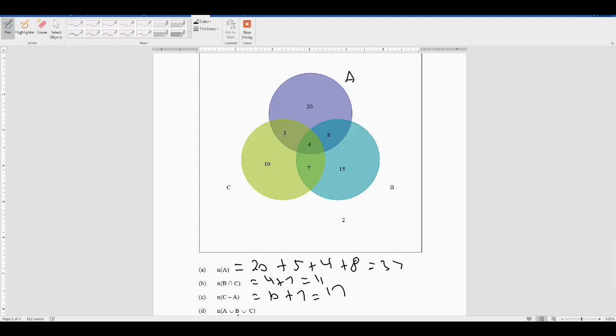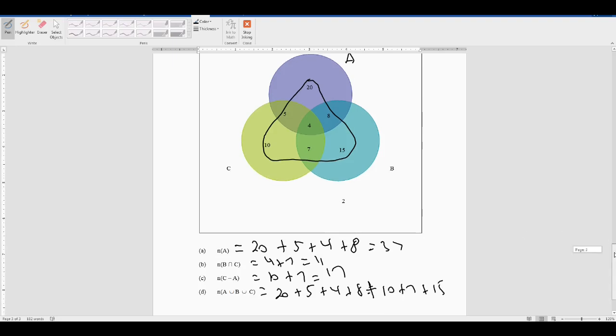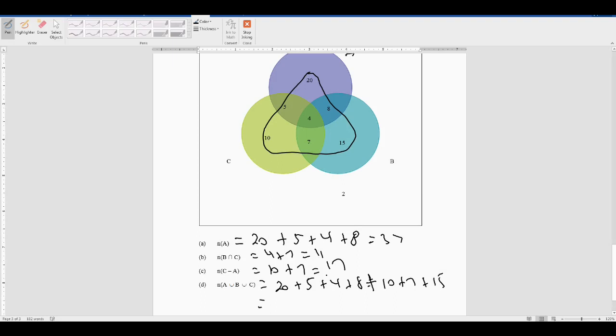And then A or B or C. Well, what that looks like to me is it's going to be everything except for that number 2. So we're going to add up all those numbers. 20 plus 5 plus 4 plus 8 plus 10 plus 7 plus 15. I might need a calculator for this one. 29, 41, 51, 61, 72, 73.